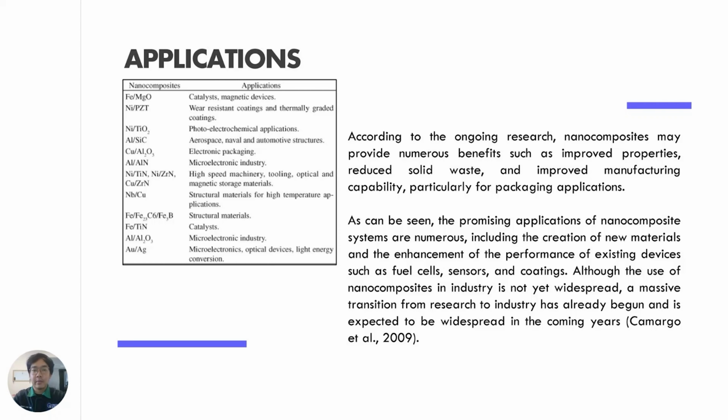As can be seen, the promising applications of nanocomposite systems are numerous, including the creation of new materials and the enhancement of the performance of existing devices such as fuel cells, sensors, and coatings. Although the use of nanocomposites in industry is not yet widespread, a massive transition from research to industry has already begun and is expected to be widespread in the coming years.